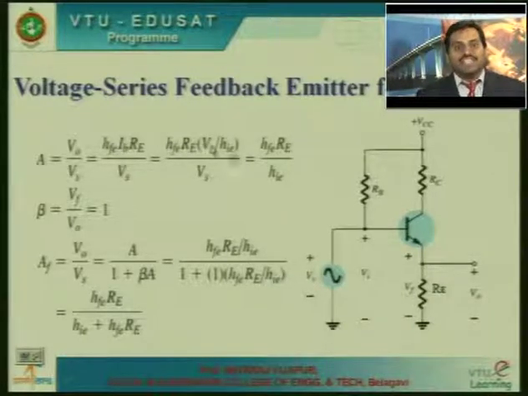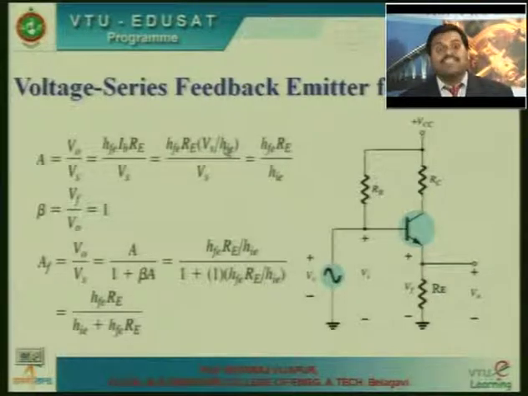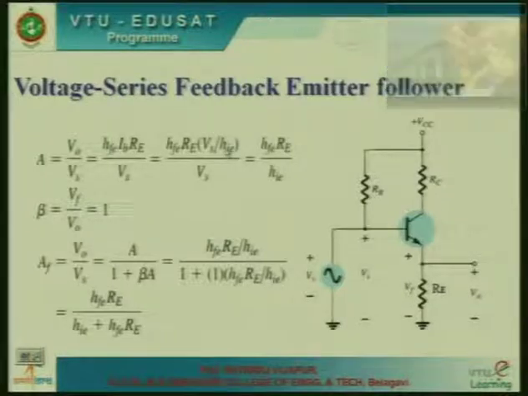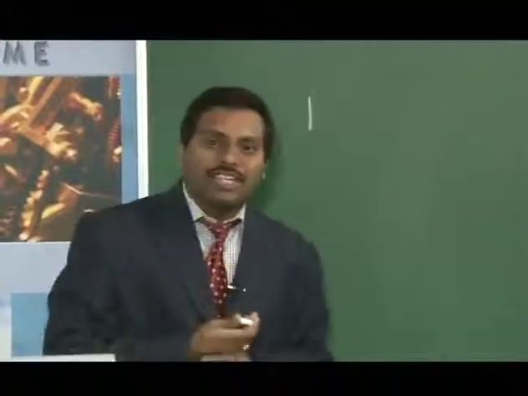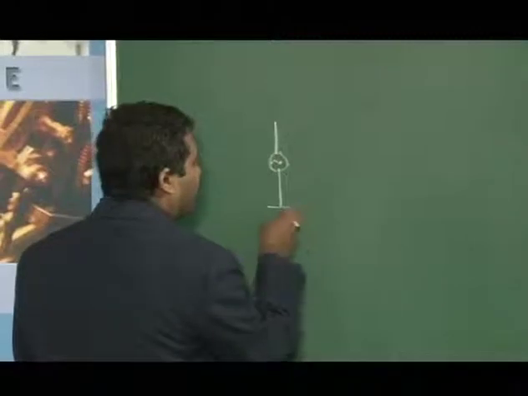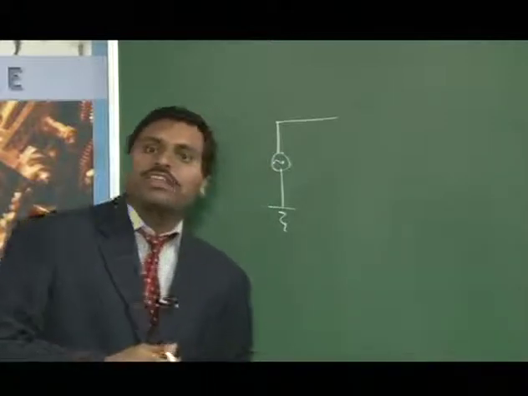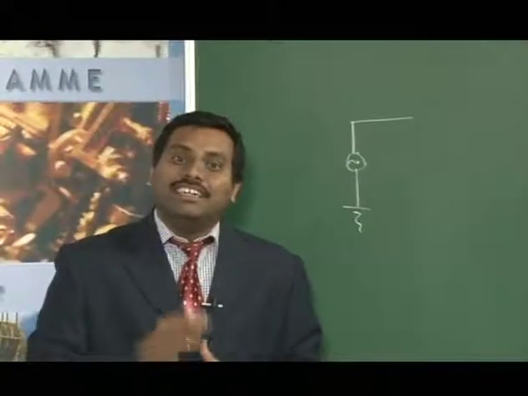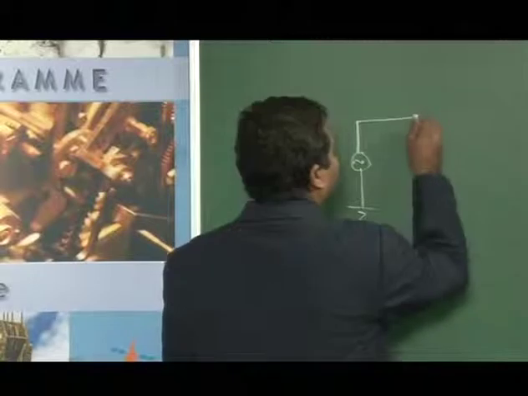Further, IB can be put as Vs divided by HIE. Now you can think about why this Vs divided by HIE is coming. If we look at the h parameter model of this common emitter configuration, if we draw the h parameter model of this CE configuration, I can replace the transistor. So, how to draw the AC equivalent circuit? To draw the AC equivalent circuit, initially the DC voltages are set to 0, and only the AC voltages are taken into consideration.